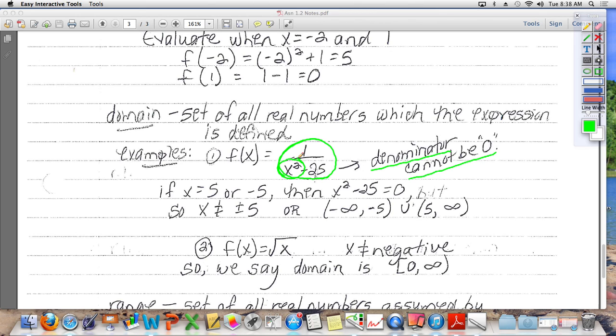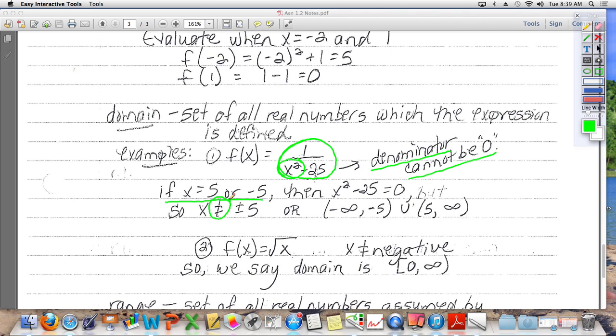So what is it going to be? It's going to be 5. If you put a 5 in there, you're going to get a 0 on the bottom. So if x is equal to 5 or x is equal to negative 5, that means that x squared minus 25 would be equal to 0. So x cannot be, notice the use of my equal sign with a line through it, that means it cannot be positive 5 or it cannot be negative 5. So let me talk to you for a minute about how I came up with that.